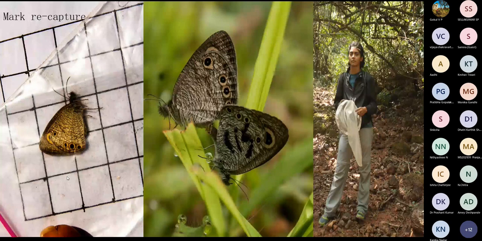And we don't want to damage the wings or damage the individual while handling. So we would mark them with permanent markers so that each butterfly has a unique ID, and we would quickly release them back in the habitat. And after a few days, we would go to the same habitat and try to randomly catch the individuals that we find and see if we find any of the marked individuals.